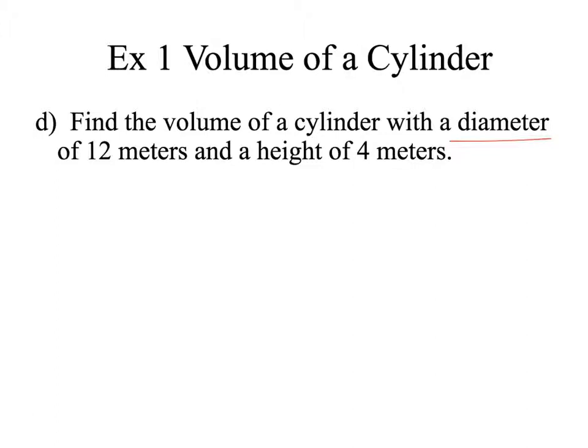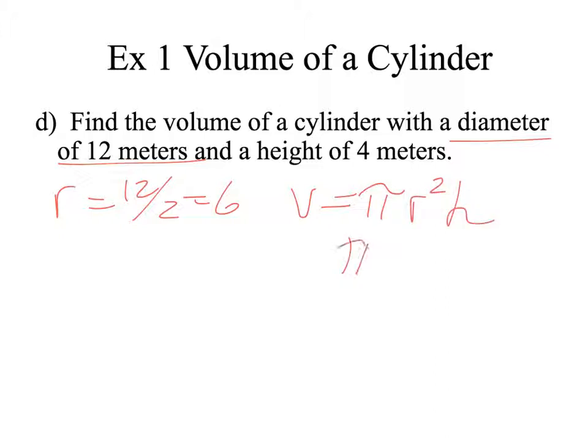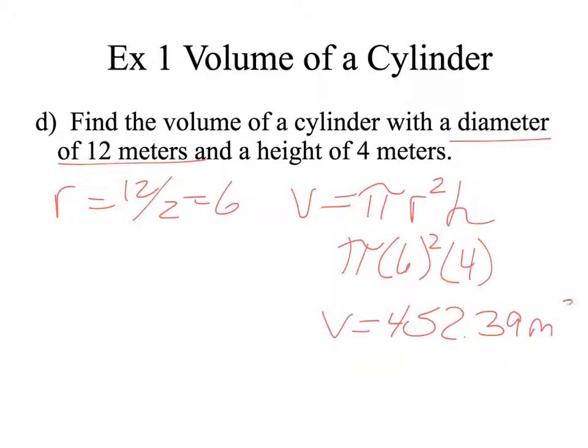Same thing here, we have a diameter of 12. So to find my radius, I'm going to take my diameter and cut it in 2, giving me a radius of 6. My volume is pi r squared h. So pi times 6 squared times my height of 4. I'm ending up with a volume of 452.39 meters cubed.